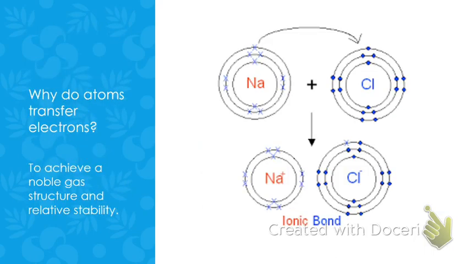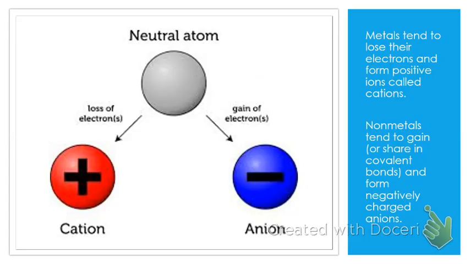Here's another. Why do they transfer their electrons? Because they're trying to achieve that octet in their outer level. And so if they give or take, they can get to that point. So the metals give away, and then the nonmetals can either take or they can share. They're very versatile. Just reminding you, metals tend to lose their electrons and form cations. Nonmetals tend to gain and form negatively charged anions.